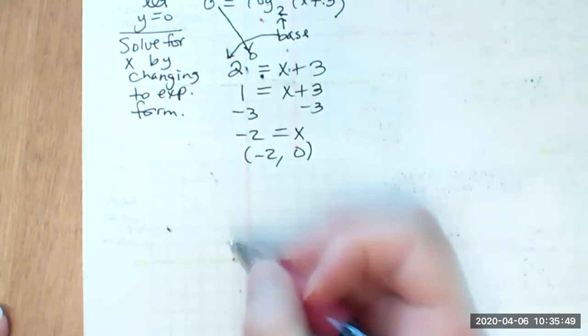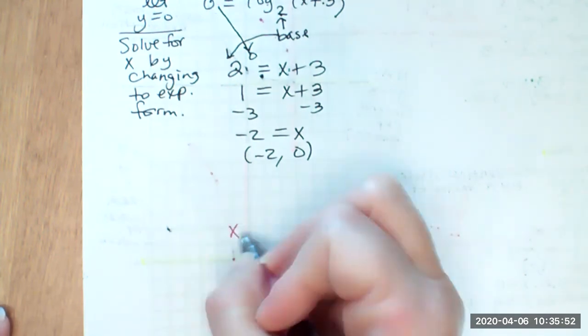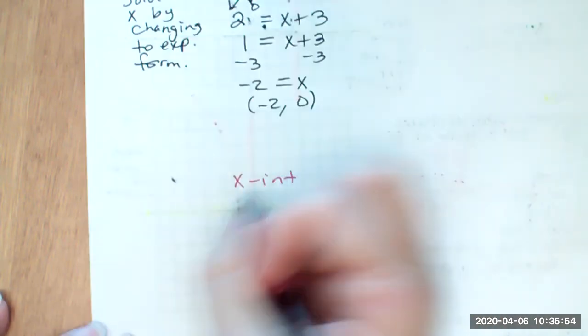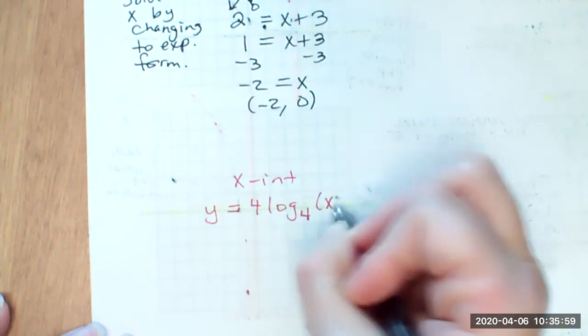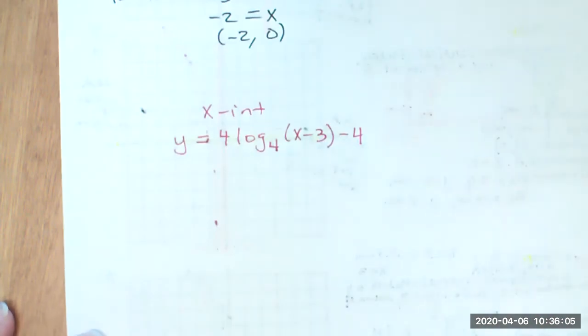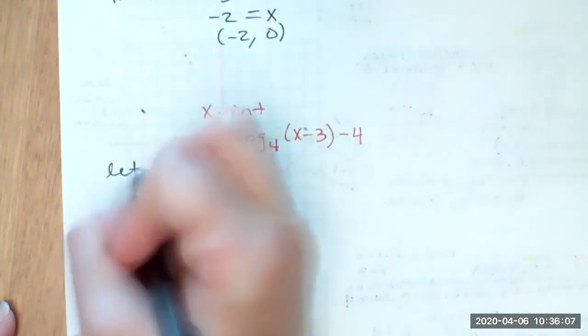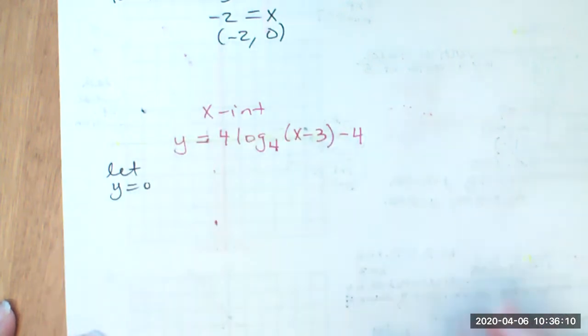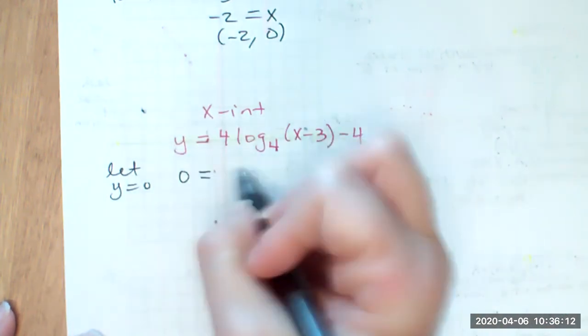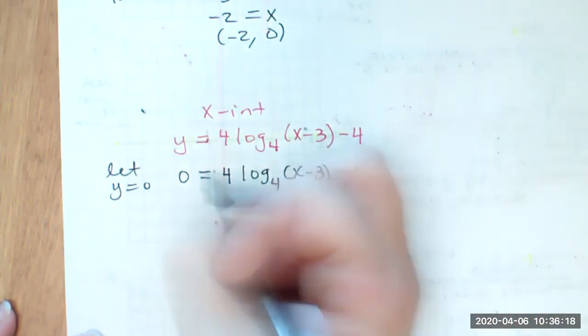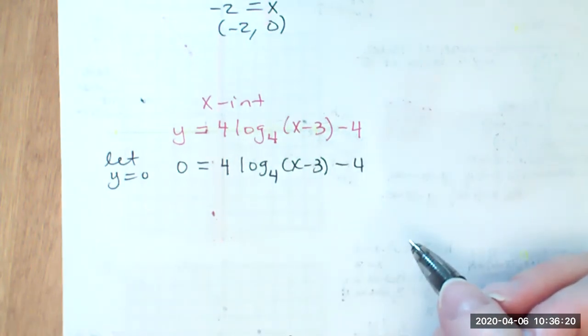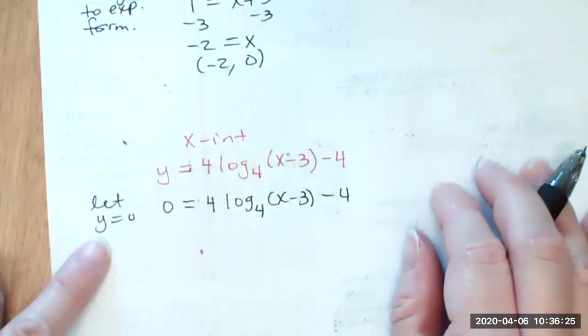So we want to get the x-intercept. And the equation is y equals 4 times log base 4 of (x minus 3) minus 4. And I'm going to, again, let y equal 0, as we would always do to find an x-intercept. So we'll let 0 equal 4 times log base 4 of (x minus 3) minus 4. Now, because of the multiple transformations, we have to do a little bit more algebra here than we had to do in this one up here to find the x-intercept.